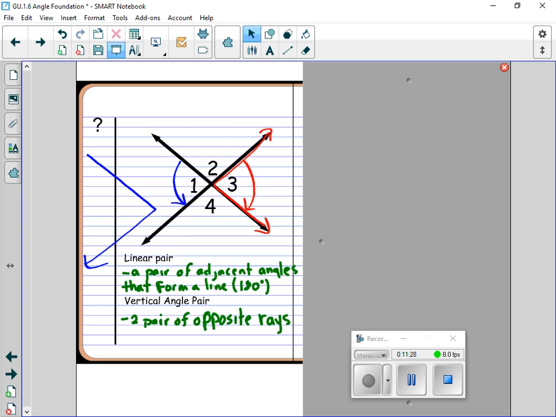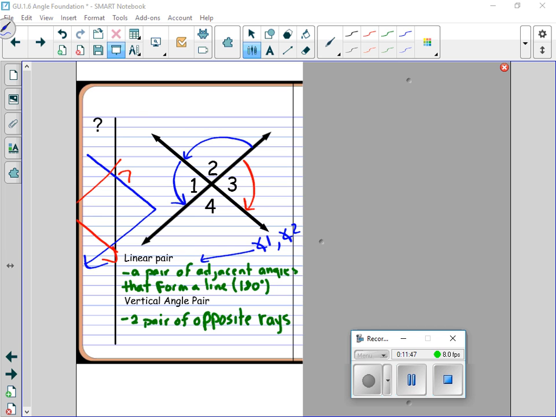Now let's take a look at 1 and 2. 1 and 2 are not vertical angles. That's that linear pair. They're right next door to each other and they form that straight line. So the definition for a linear pair is a pair of adjacent angles that form a straight line. 1 and 2 is an example of that. Certainly 3 and 4 are a linear pair, 2 and 3, and so on. Vertical angle pairs would be, for example, 1 and 3, and another pair would be 2 and 4. So start getting really used to the notation on this.